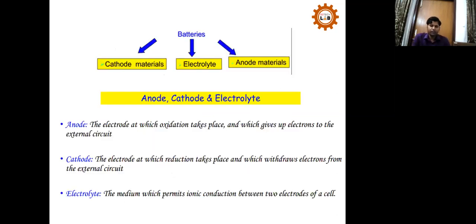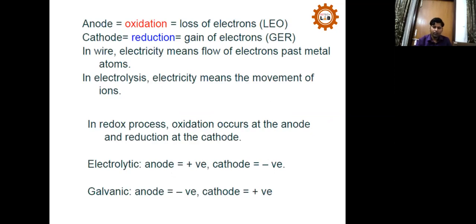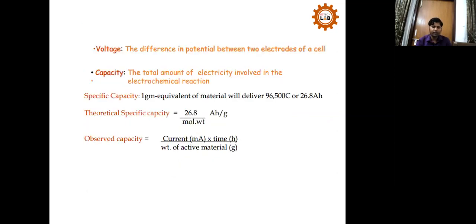Some of the important components in batteries are the cathode, electrolyte, and anode. The anode is where oxidation takes place, the cathode is where reduction takes place, and the electrolyte is the medium. You know that in an electrolytic cell, the anode is positive and the cathode is negative. In a galvanic cell, the anode is negative and the cathode is positive. These are the common basic terminology of batteries. Also for batteries, voltage and capacities are very important.